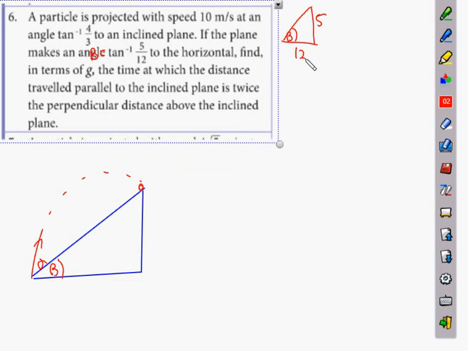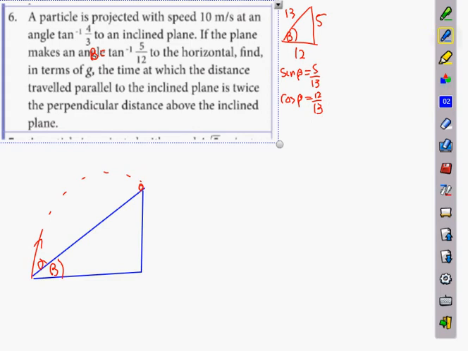12 for the adjacent, 5 for the opposite. Makes it 13 for the hypotenuse. I now know that sine beta is 5/13, and cos beta is 12/13.